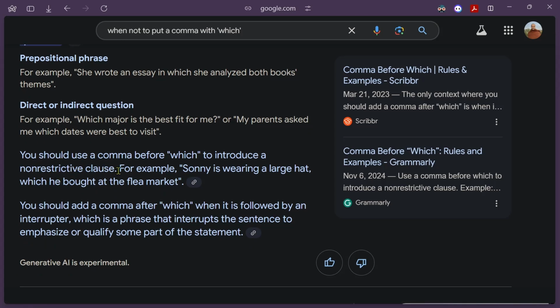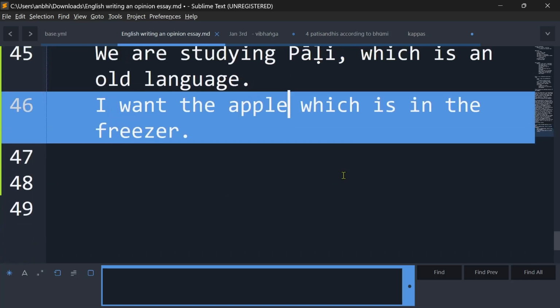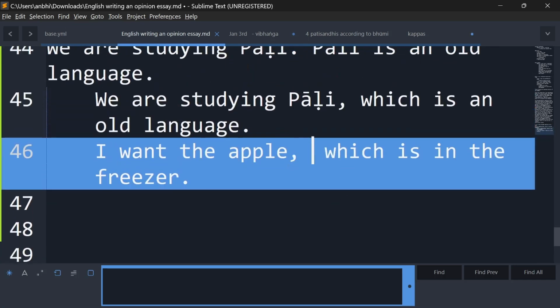You should use a comma before "which" to introduce a non-restrictive clause. What is a non-restrictive clause? Sonny is wearing a large hat, which he bought at the flea market. Yeah, it's like our example, you see? I like our example. We are studying Pali, which is an old language. So we put this comma.